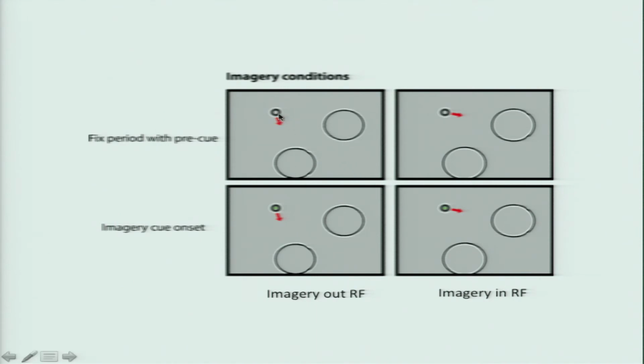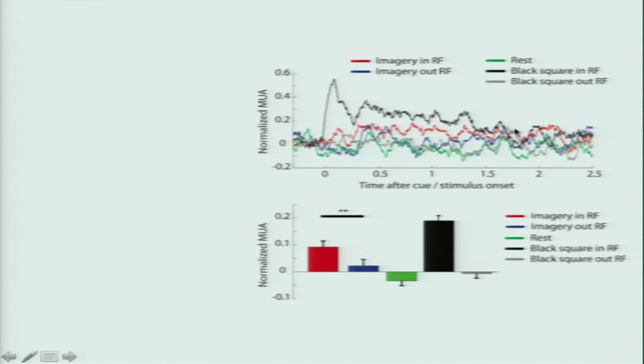So now the patient was looking at a fixation point, we gave a cue, and then the fixation point changed color, which was the cue for the subject to start imagining a black square at the circle that was cued. So here outside the receptive field, and here the subject was imagining a black square inside the receptive field of the cells. And this shows you the responses.